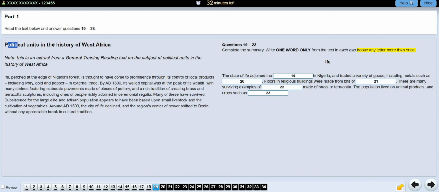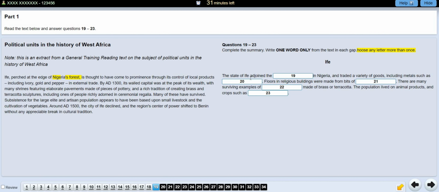Okay, so political units in the history of West Africa. Only one word, that is the important thing to note. Okay, so the state of Ife adjoined the dash in Nigeria. So talking about Nigeria, here it is. The state of Ife adjoined the Ife perched at the edge of Nigeria's forest. It is found in Nigeria's forest.